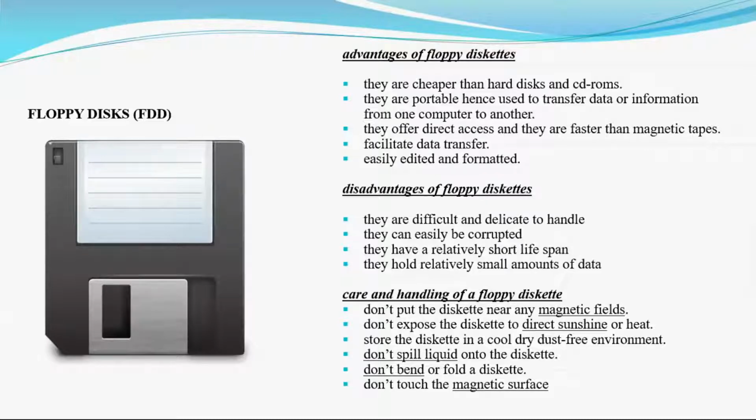Then they can offer direct access and they are faster than magnetic tapes. Now, when we talk about magnetic tapes, we are looking at those recordable tapes from which you used to hear music, okay? Or the ones you used to watch videos from. So the floppy disks are actually faster when you compare them to the magnetic tapes. Then they facilitate data transfer. They are easily edited and formatted. Okay. So those are the advantages.